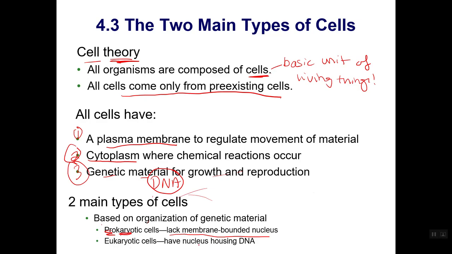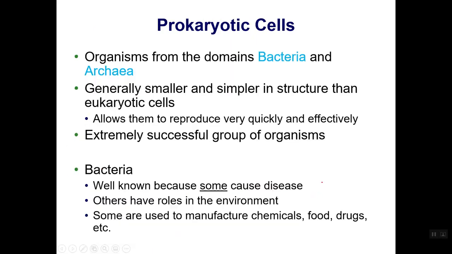Eukaryotic cells, on the other hand, have a nucleus that houses the DNA. So let's go into a little bit more detail on the structures found within prokaryotic cells. Prokaryotic cells, we already said, do not have a nucleus. These cell types are found in two of the three domains that we discussed in chapter 1. Prokaryotic cells are bacterial cells and cells in domain Archaea, which is very similar to bacteria.